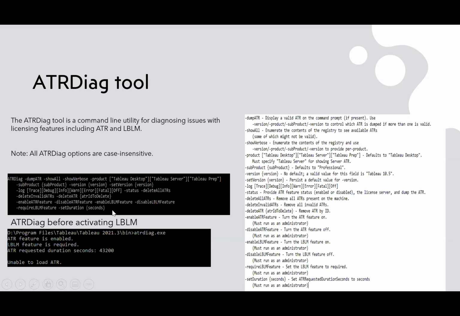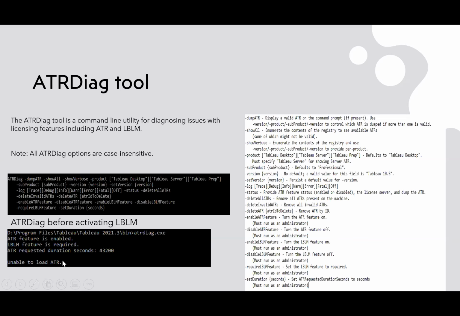Basically here what I am showing is, before activating LBLM in Tableau Desktop, if you run AtrDiag.exe, what will be the status? If you look at this window, it is saying that the ATR feature is enabled, the LBLM feature is required, and the ATR requested duration in seconds is this, but it is saying unable to load ATR. That means I have not activated Tableau Desktop with the LBLM yet. That's the reason it's not able to load the ATR.